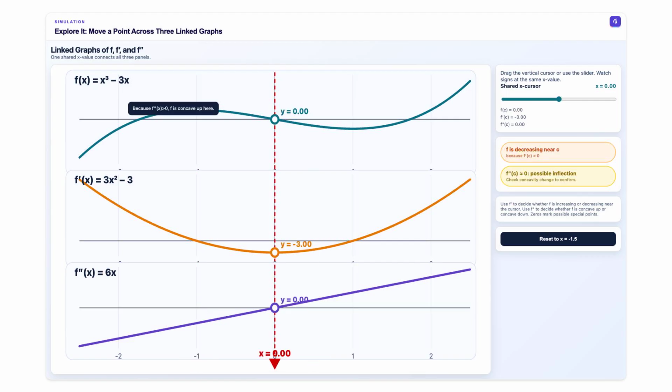The second derivative tells you how the original function bends. When the second derivative is positive, the original function is concave up. And when the second derivative equals 0, that x value is a possible inflection point, so watch whether the concavity changes as you drag through it.